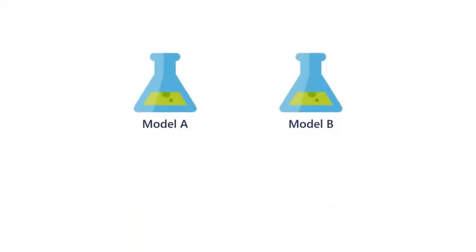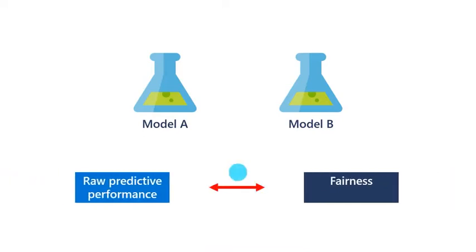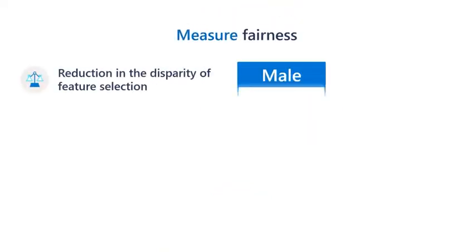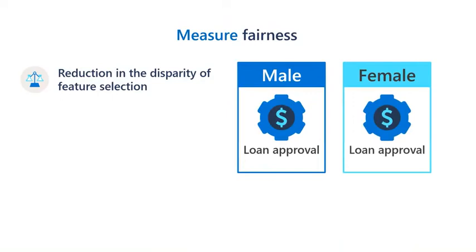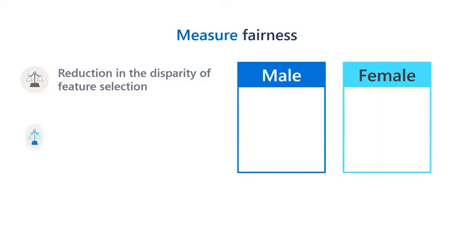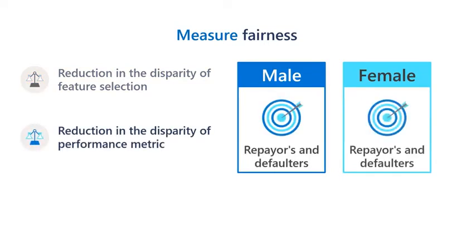Often, the choice of the model involves a trade-off between raw predictive performance and fairness, based on your definition of fairness for a given scenario. Generally, fairness is measured by a reduction in the disparity of feature selection, for example, ensuring that an equal proportion of members from each gender group is approved for a bank loan, or by a reduction in the disparity of performance metric, for example, ensuring that a model is equally accurate at identifying repayers and defaulters in each age group.